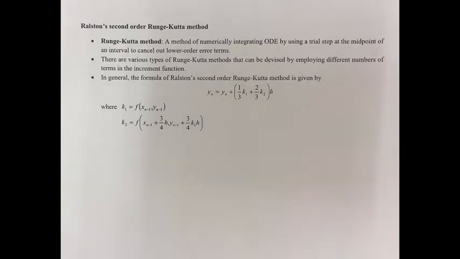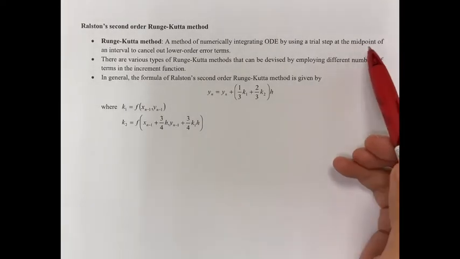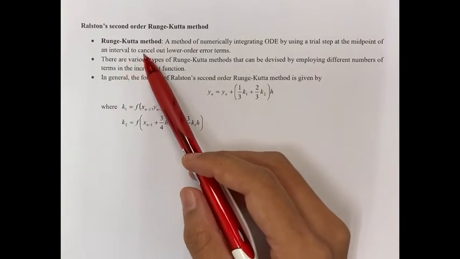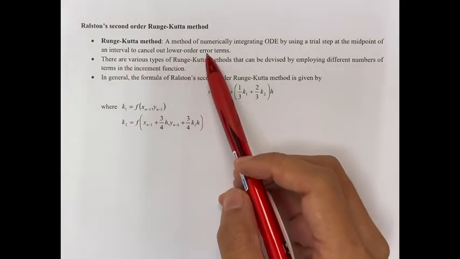The second method is called Ralston's second order Runge-Kutta method. So basically, what is the Runge-Kutta method? It is a method of numerically integrating ODEs, first order ODEs, by using a trial step at the midpoint of an interval to cancel out lower order error terms.